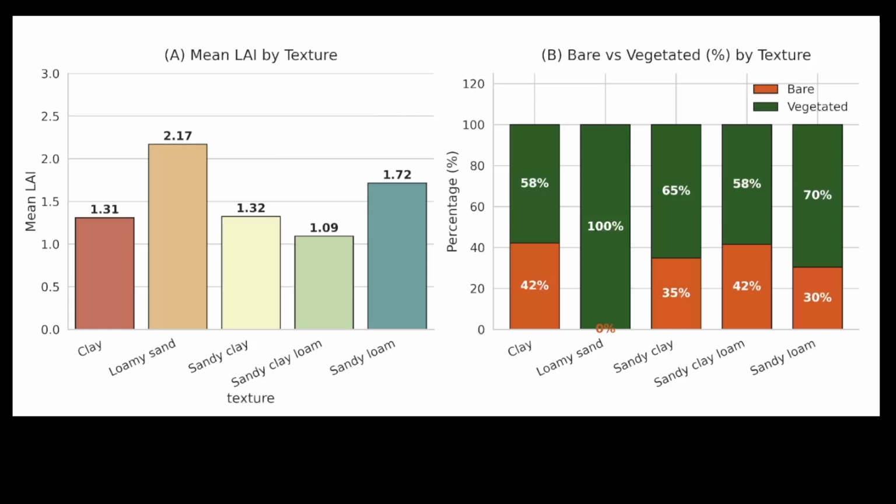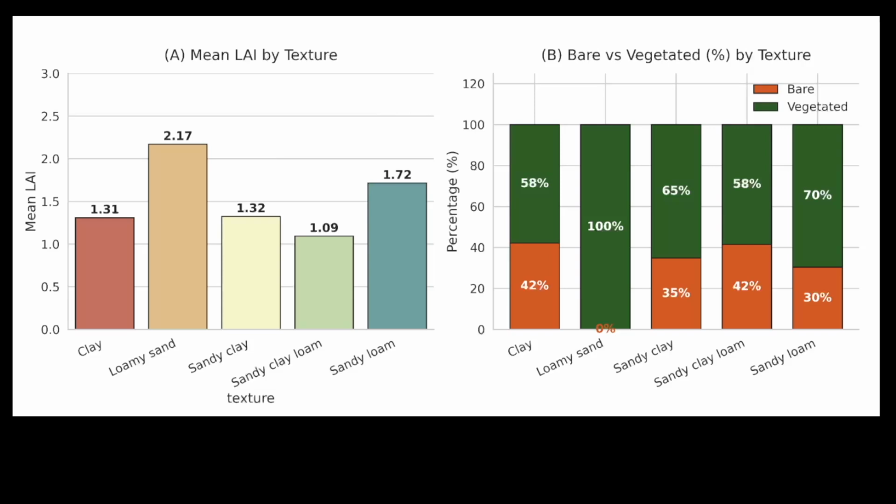That's what the LAI plot shows, and on the right-hand side we see that 70% is vegetated and only 30% was bare. And loamy sand was 100% vegetated, and we see different distributions.